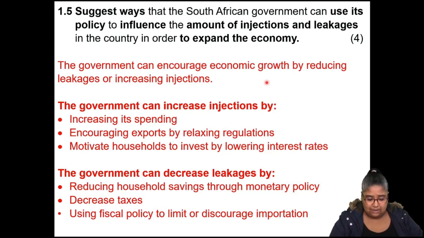And it might be that there's too much red tape or too much regulation with regards to exporting. So if government relaxes those regulations, it makes it easier for those companies to export. And the fact that South Africa is exporting more makes us less reliant on imports. And in exchange for those exports, we have to be paid, so it's money coming into the circular flow. Third way is to motivate households to invest by lowering interest rates.